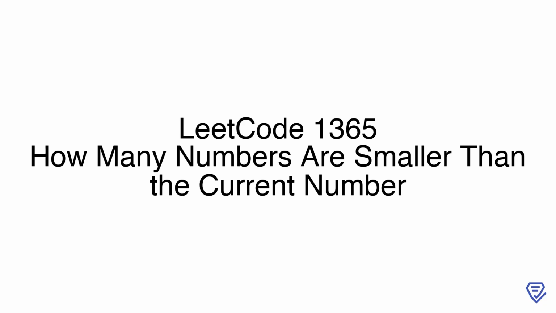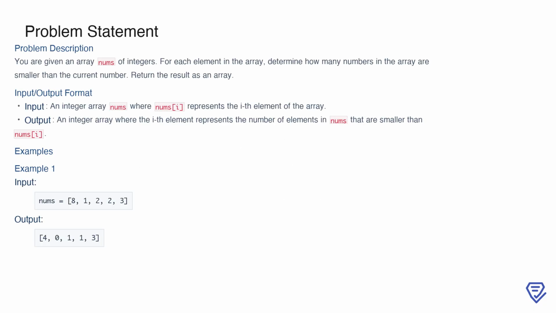Let's dive in. In this problem, we are tasked with analyzing an array of integers, referred to as nums. For each element in the array, we need to determine how many other numbers in the array are smaller than that specific element, and then return the results as a new array. To clarify, the input will be an integer array nums, where each element represents a number. The output will be another array of the same length, where the ith element represents the count of numbers in nums that are smaller than nums[i].